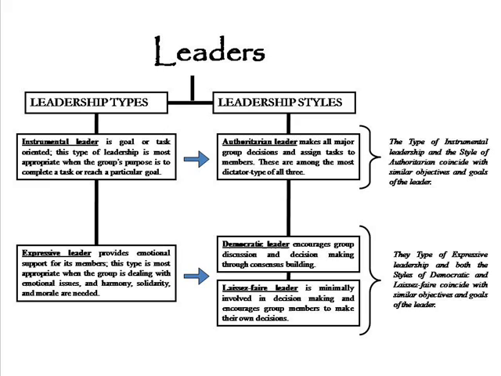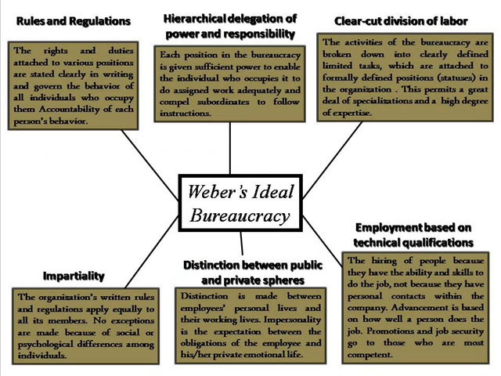Since we're going to talk about formal organizations, I was talking about the bureaucracy earlier, right? And Weber brought six main characteristics of a bureaucracy with his studies on bureaucracies. The six characteristics of an ideal bureaucracy: the first one is rules and regulations, hierarchical delegation of power and responsibility, clear-cut division of labor, and then he goes further to talk about impartiality.